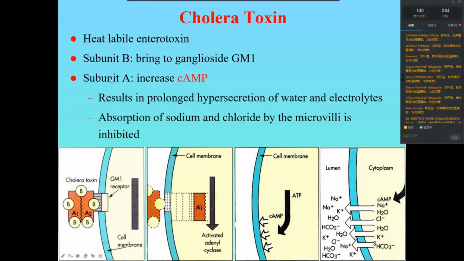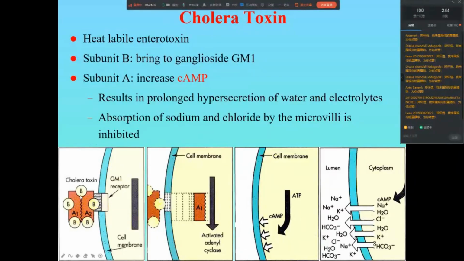And also subunit A. Subunit A is the effector subunit, which can cause toxicity in the human cell. So those are two different subunits. But interestingly, for cholera toxin, there are 5 identical subunit B and 2 subunit A. And 5 subunit B increases the opportunity that it can bind to the receptor on the human cell.